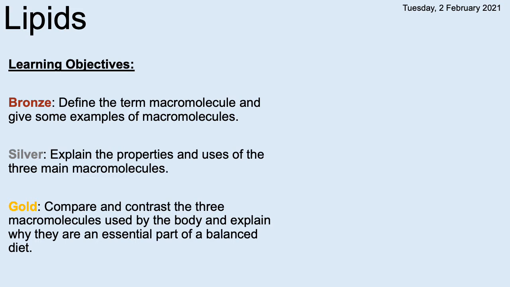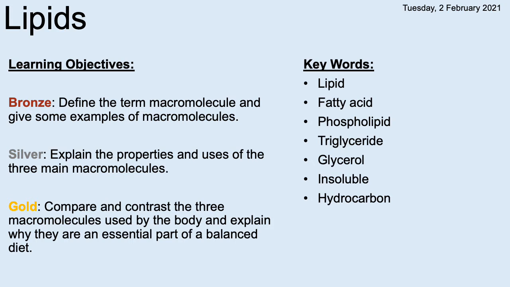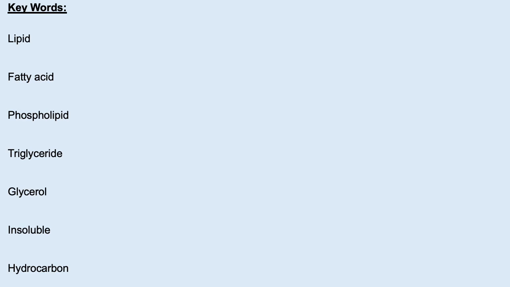So we've got a few new keywords that we need to be introduced to. They are lipid, fatty acid, phospholipid, triglyceride, glycerol, insoluble, and hydrocarbon. So let's just go through those quickly. A lipid is a molecule that is insoluble in water. A fatty acid is a monomer unit of a lipid. You should remember from the previous lesson that a monomer is the building block for a bigger molecule.